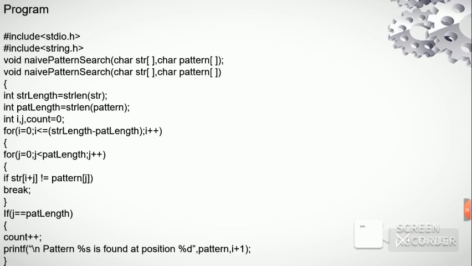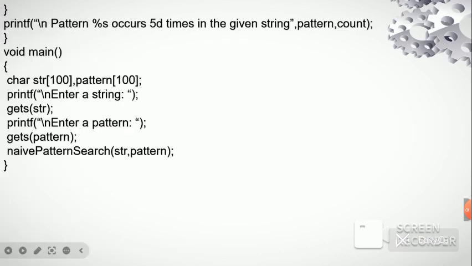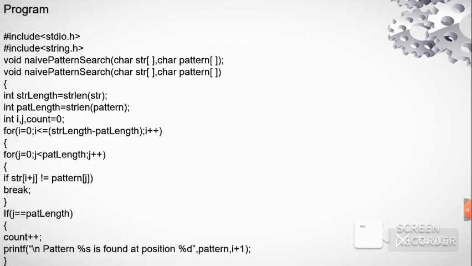Inner loop, that is for j equal to 0, j less than pattern length, j plus plus, loops over each character of the pattern to check for a match. If string i plus j is not equal to pattern j, the inner loop breaks as the pattern does not match at this position. Pattern match check: if j is equal to pattern length, it indicates a complete match of the pattern starting at position i. The count is incremented and the position is printed.